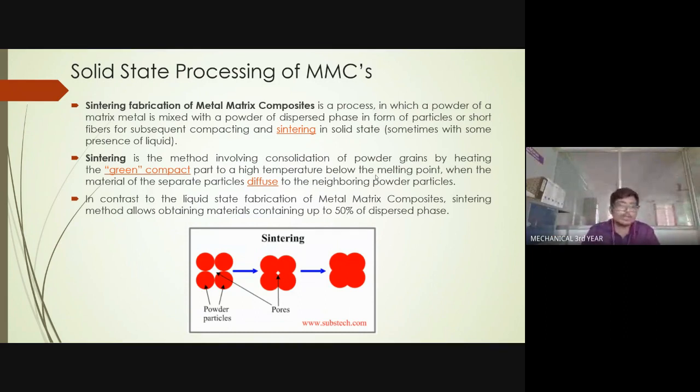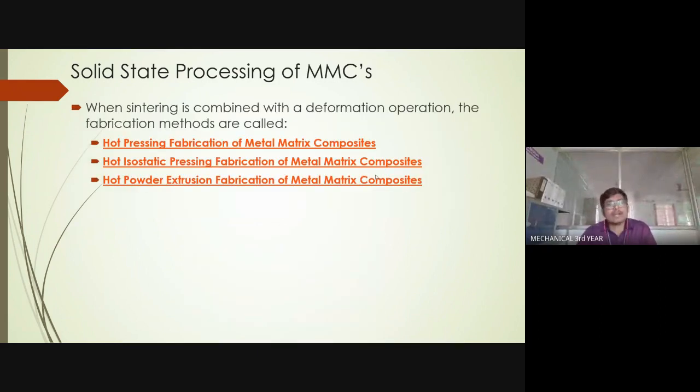Okay, so that is what the major advantages are when compared to the liquid state processing method. Next we have solid state processing methods. We have three different methods: hot pressing fabrication of metal matrix composites, hot isostatic pressing fabrication of metal matrix composites, and hot powder extrusion fabrication of metal matrix composites. Let us discuss them one by one.